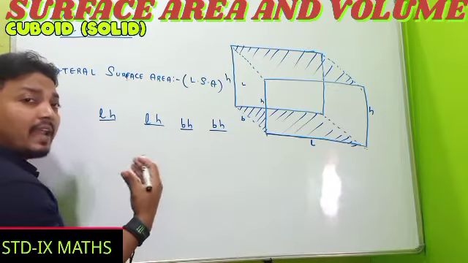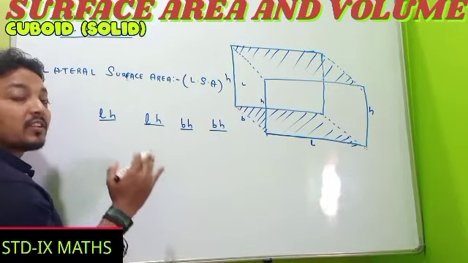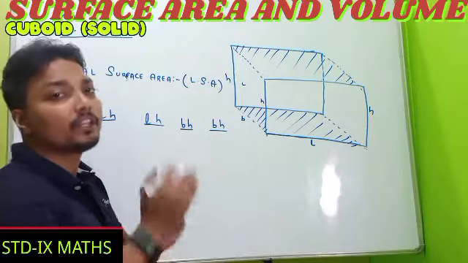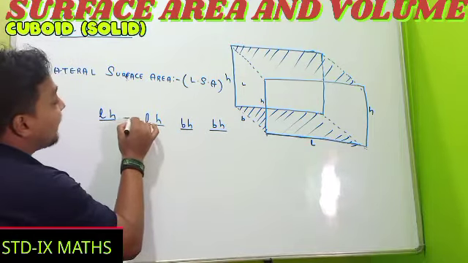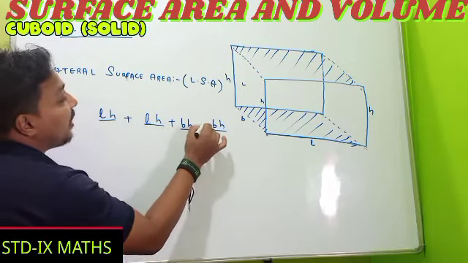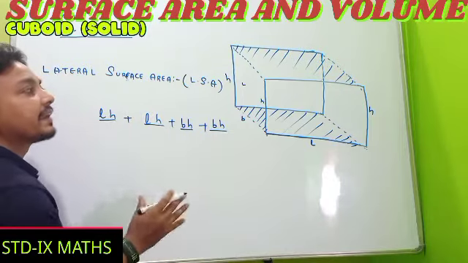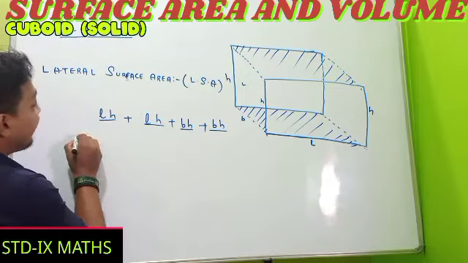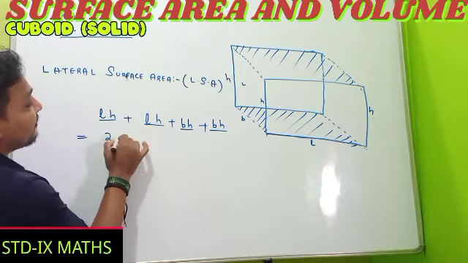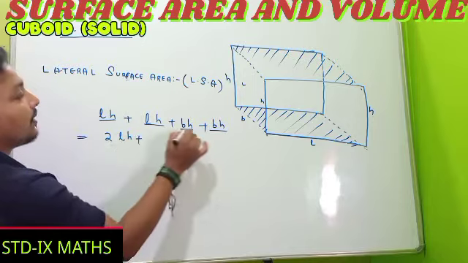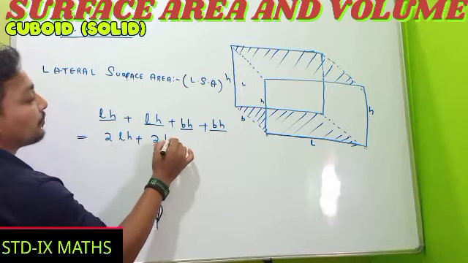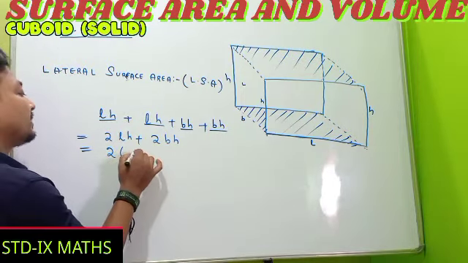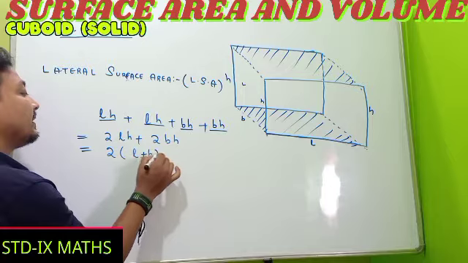So I said lateral surface area means the sum of the areas of the four faces around the cuboid. So whenever I add all of them together, whatever I get is the lateral surface area of the cuboid. I am writing LH, it is 2 LH, BH, it is 2 BH. And better, I am writing by taking 2 as common within the bracket, L plus B into H.